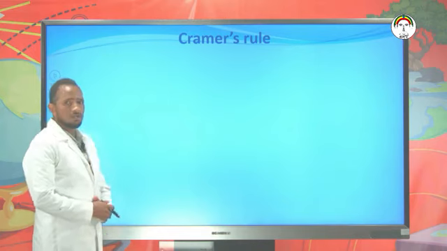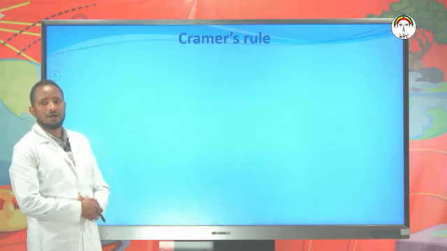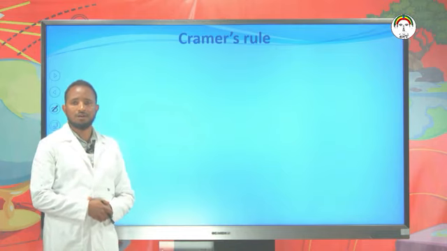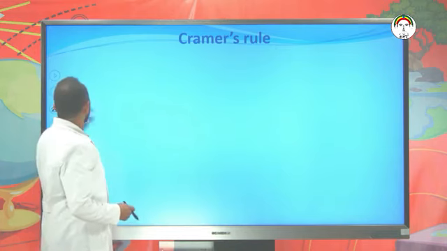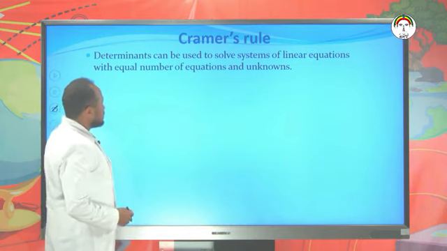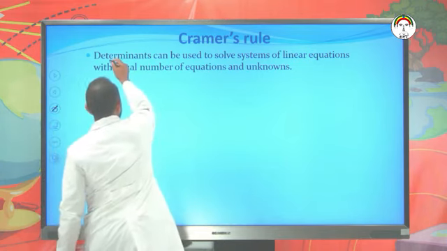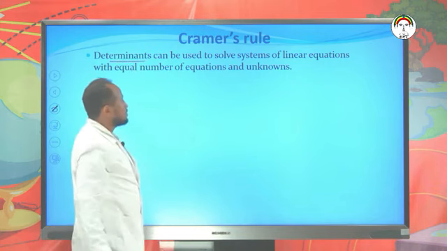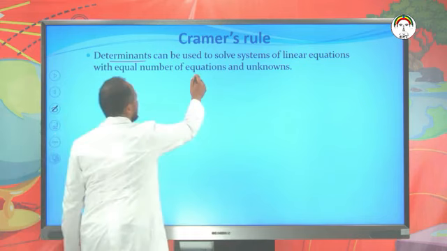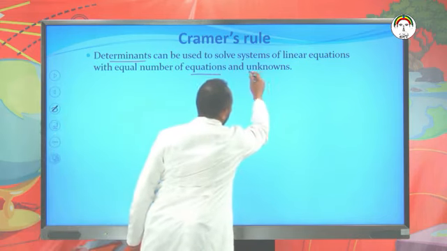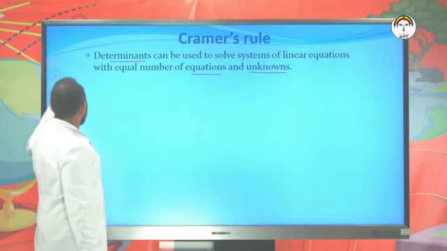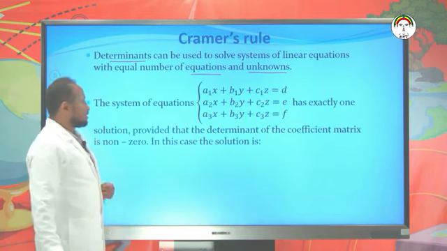Now, the next concept is Cramer's rule, Cramer's rule in solving systems of linear equations. Determinants can be used to solve systems of linear equations with an equal number of equations and unknown variables. So, now let's see how to apply Cramer's rule.